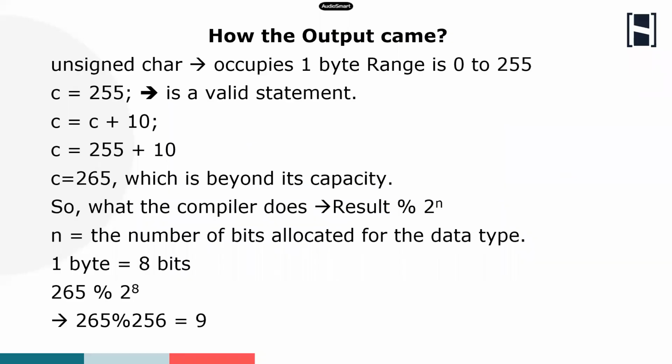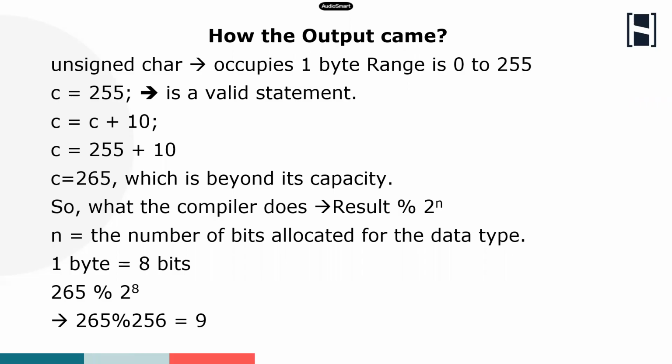So for that, first you have to know what is the range. Unsigned means what? Only positive numbers. So what is the range? Char data type occupies 1 byte. So 1 byte means range is 0 to 255. The minimum value is 0. Maximum value that you can store inside is 255. So I am saying C is equal to 255. Statement is valid. No problem. Because yes, that is an accepted value.